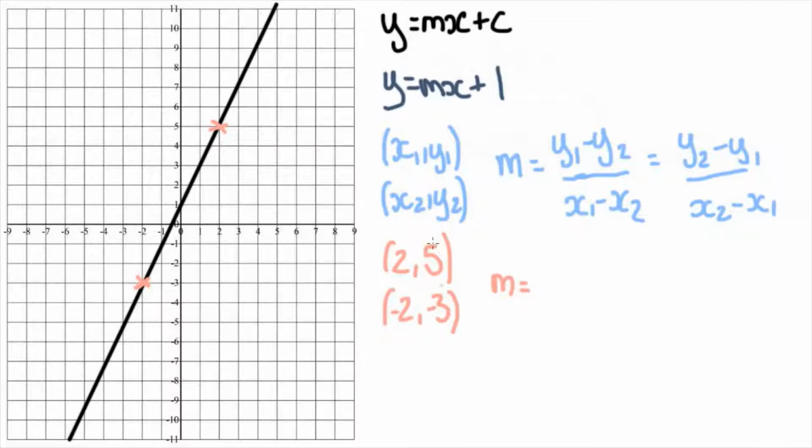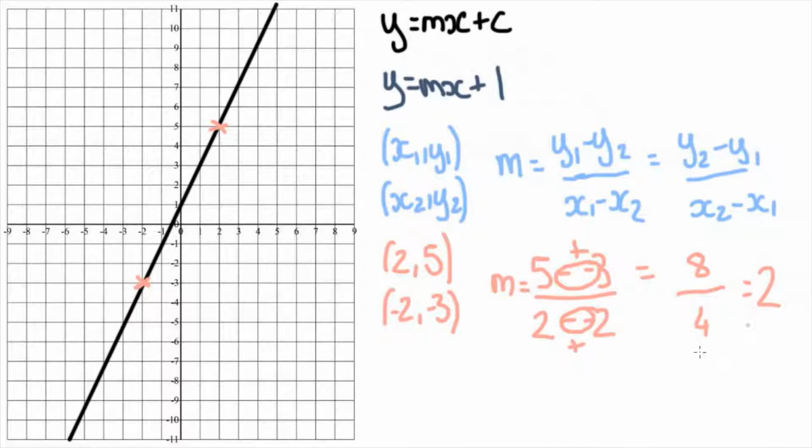Alright, now let's put this into the formula. So we're going to do 5 minus minus 3, divided by, now we used this coordinate first, so we have to use this coordinate first again for the bottom, 2 minus minus 2. So the double minus turns into a plus, and same here. So we're going to get 5 plus 3, which is 8, divided by 2 plus 2, which is 4, which gives 2. So the gradient of the line is 2. So now the final equation of the line is y equals 2x plus 1.